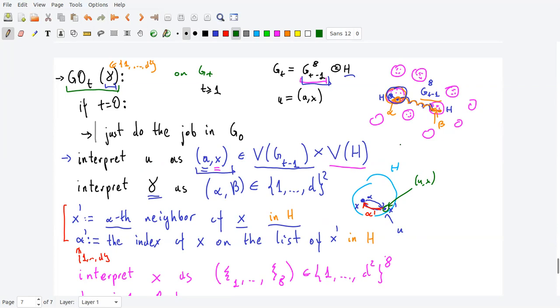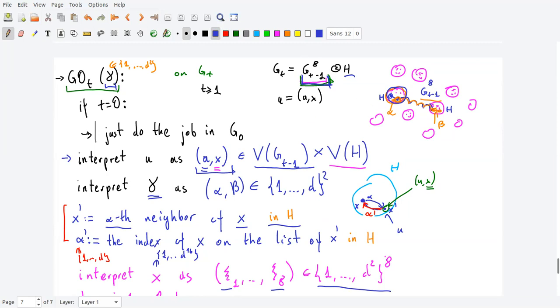And which steps should we do? Well, the index x' should tell us, because the vertex of H I am in uniquely tells me where I should go in the graph G_{t-1} to the power 8, and where I should go in the graph G_{t-1} to the power 8 is like an 8-tuple of steps in the graph G_{t-1}. So the index x', which is a vertex of the graph H, which is an index from 1 up to d to the power 16, I can reinterpret as an 8-tuple of pointers of which steps to do in the graph G_{t-1}.